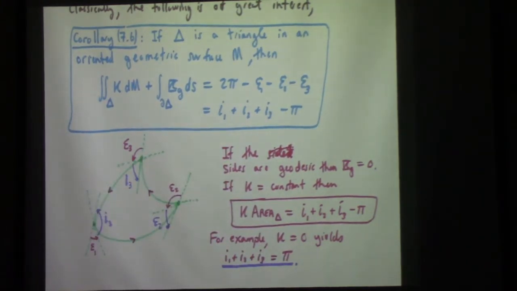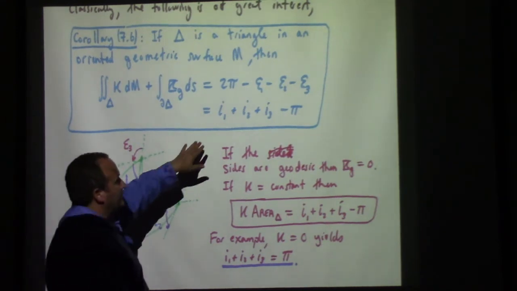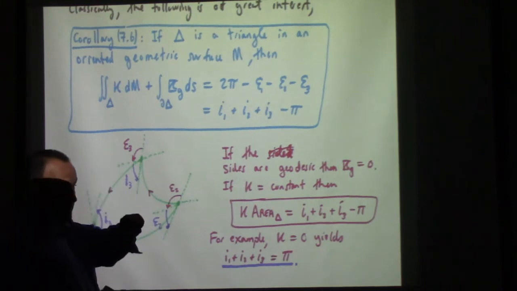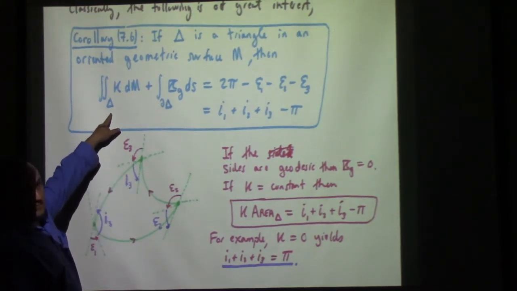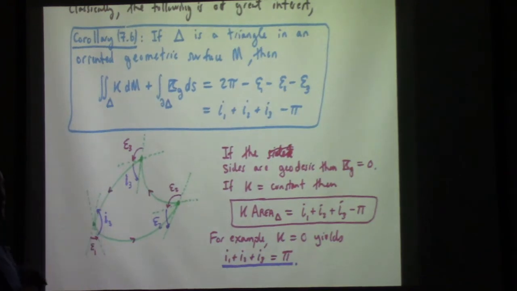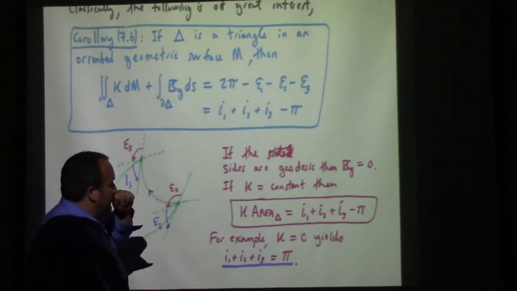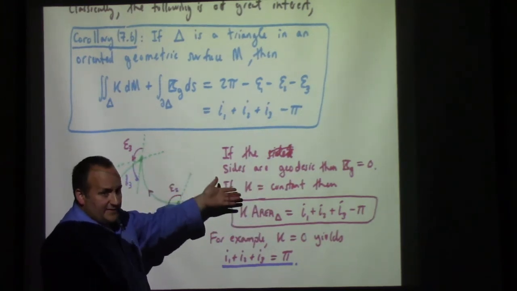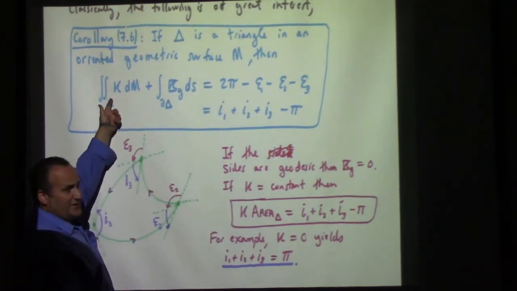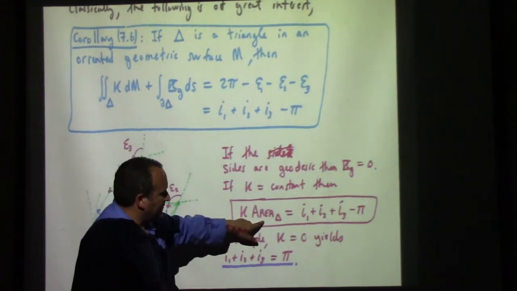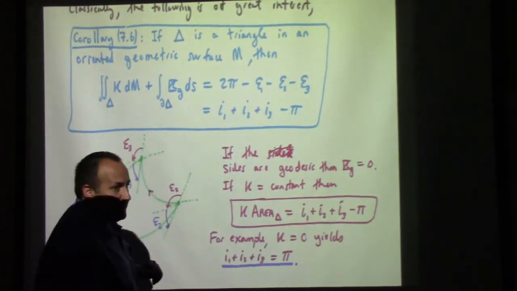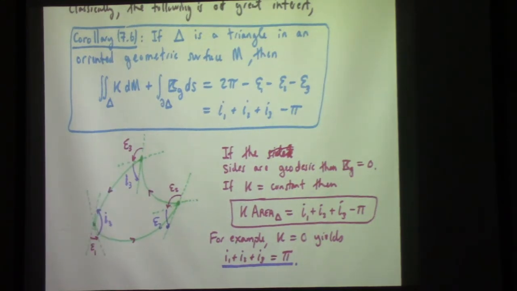If the curvature of your surface is 0, yes, for a geodesic triangle, a triangle made with straight edges, the sum of the interior angles has to be equal to pi. But if the curvature is non-zero, like on a sphere or like in the hyperbolic plane, you can have an excess or a defect, either too much or too little. But here it is. If the sides are geodesic and the curvature is constant, the integral of curvature is just curvature times area. So we have curvature times the area of the triangle is the sum of the interior angles minus pi. This is the lauded angle excess theorem.